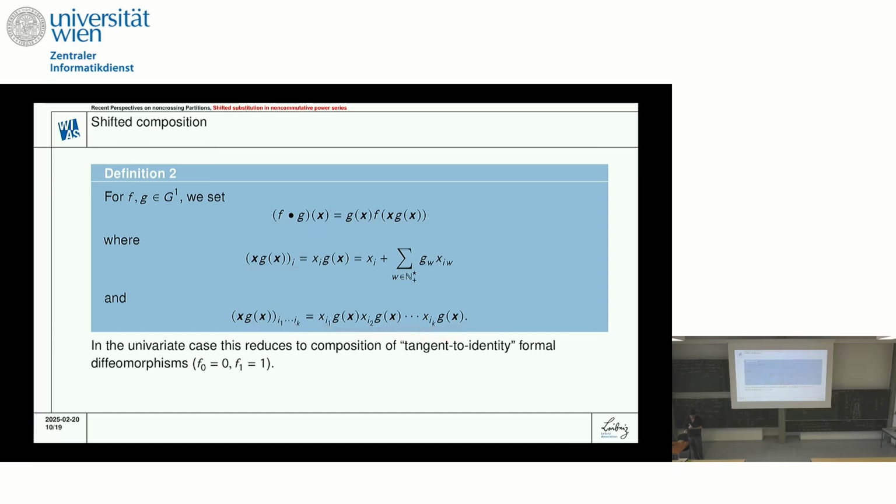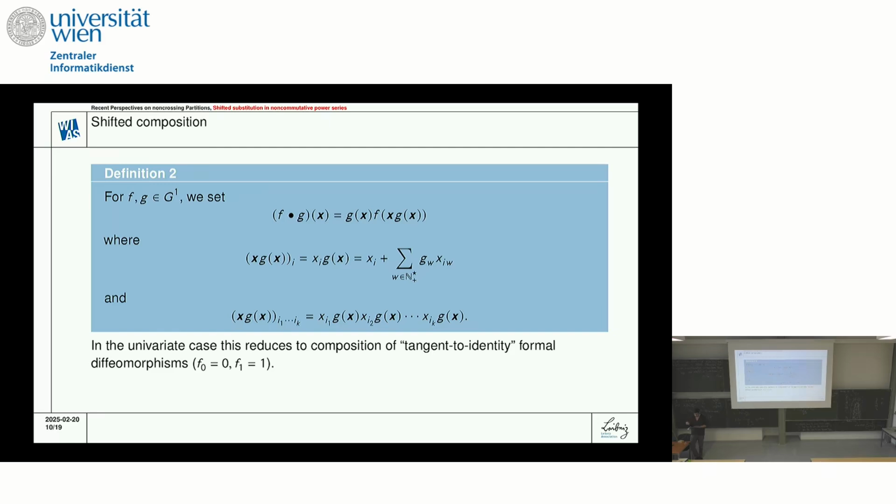And just for notation here, when I write x_g of a word, I really mean multiplying these new variables in the same way as before. So I put x1, then I put the full series g, then the second original x variable, then the full series g, and so on and so forth. And when I just have one variable, this reduces to a usual composition of power series, which is what we would see in the classical case.